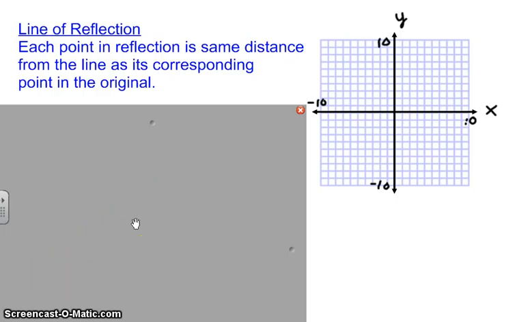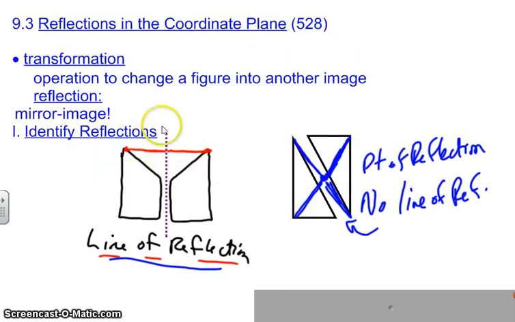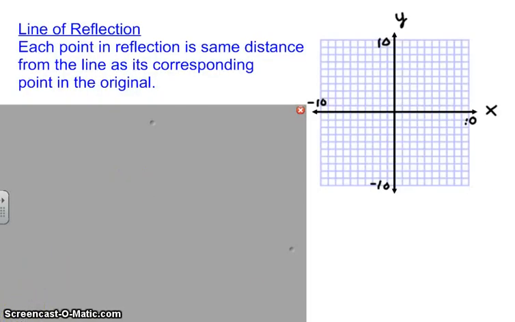We also said that for the line of reflection, each point in the reflection is the same distance from the line as its corresponding point in the original. So back to our example here. This point is the same distance from the line of reflection as its corresponding point in the image. Okay, so jot that down.